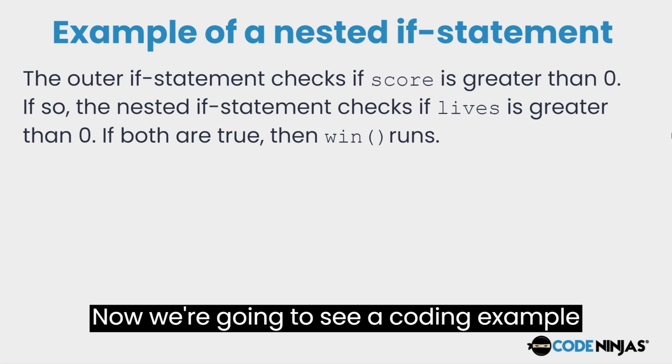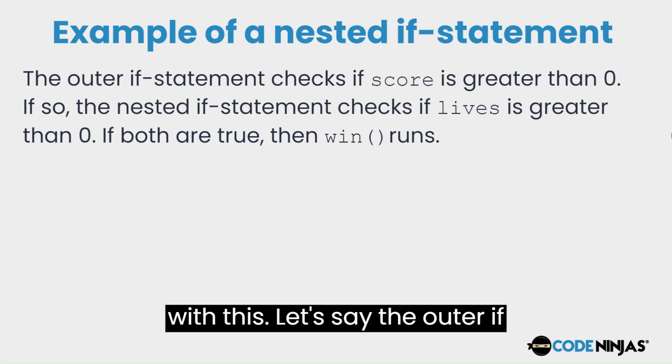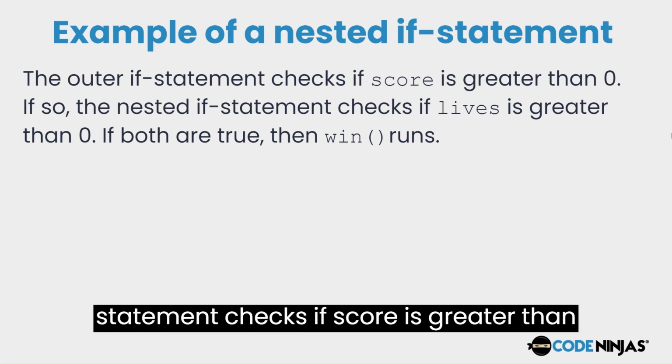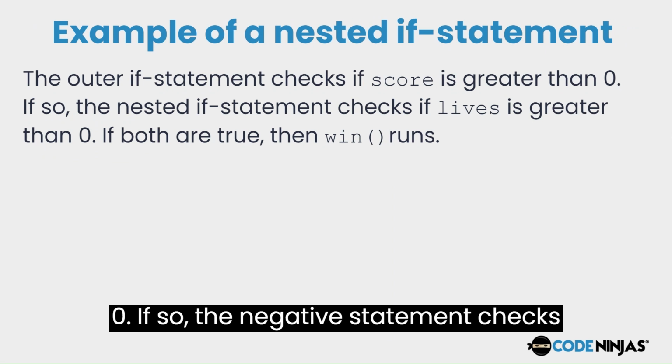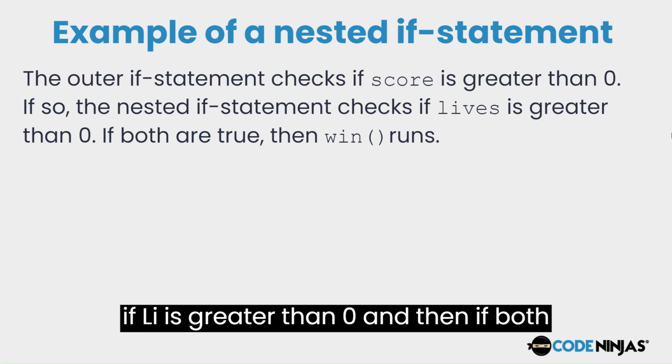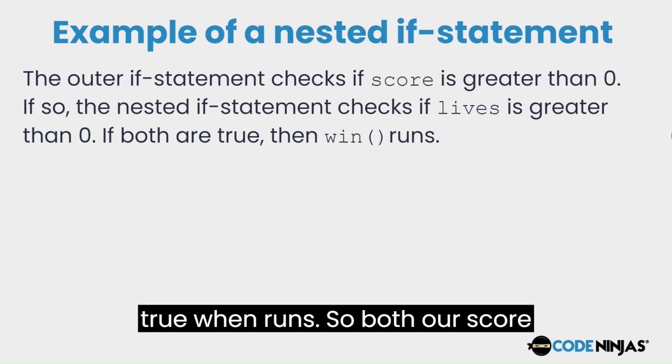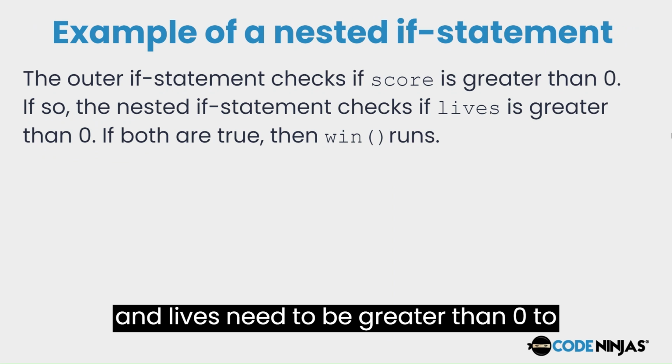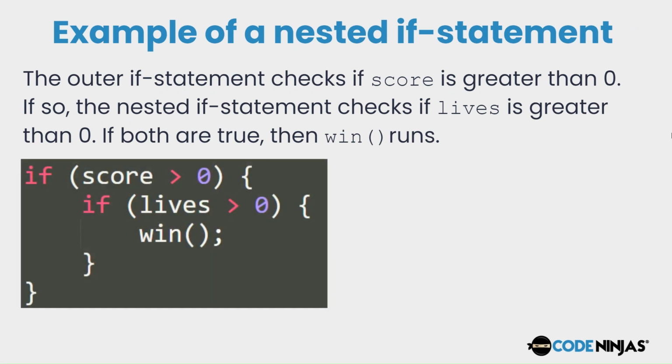Now we're going to see a coding example with this. Let's say the outer if statement checks if score is greater than 0. If so, the nested if statement checks if lives is greater than 0. And then if both are true, win runs. So both our score and lives need to be greater than 0 to trigger a win screen.